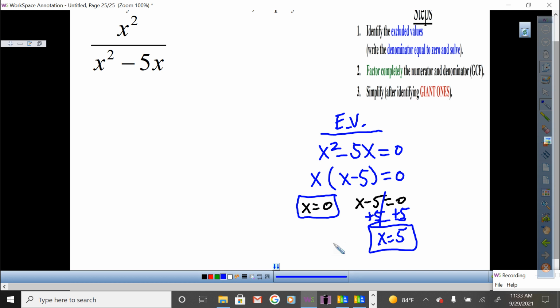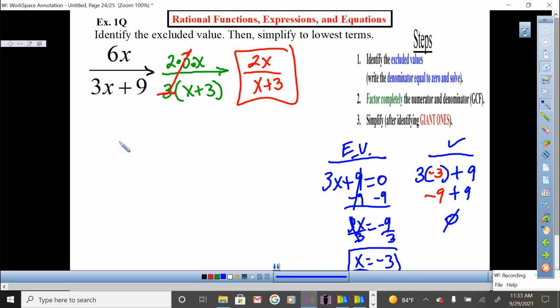All right, help us out, Rachel. How can we tell that there's 2 excluded values? Because it's squared. That is correct. This one has a 2. Let's go to the previous one. The previous one, what is the exponent on the variable? 1. That's why we only get 1 excluded value. So what does that tell you? That if you had an x cubed, how many excluded values? 3, and so on and so forth.